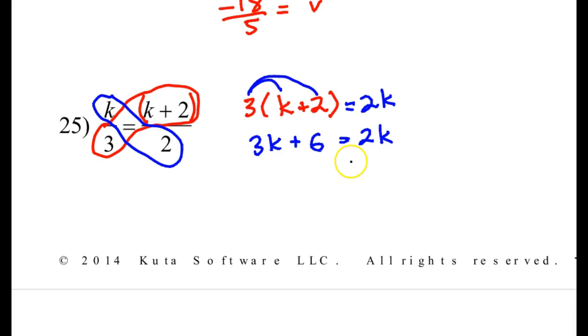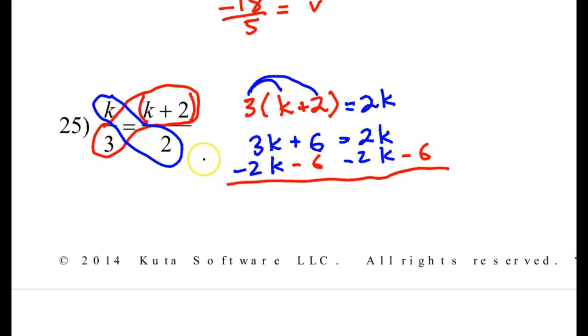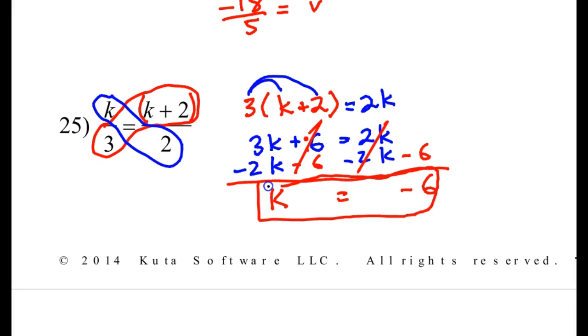Solve this several ways. I'm going to subtract 2k on both sides, and I'm going to subtract 6 on both sides. Same thing on both sides. Doing equations now, so we can do stuff on both sides. 0, 0. 3k minus 2k is 1k. And then we have 0 minus 6, which is minus 6. So I've gone through the left-hand side. Your homework is to finish the right-hand side and have that done at the beginning of class tomorrow.